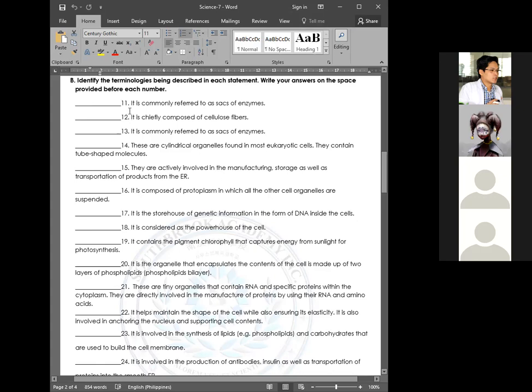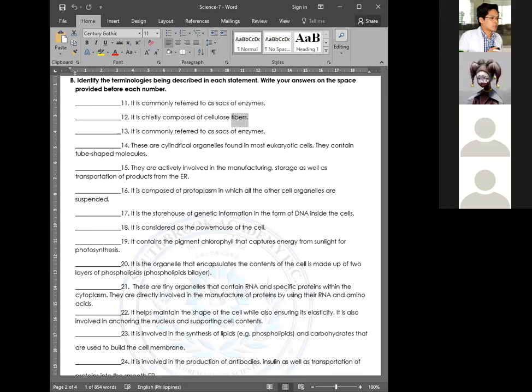Lysosome contains digestive enzymes. It is chiefly composed of cellulose fibers. It is what? It is chiefly composed of cellulose fibers. Anybody? Cellulose fibers, cell wall. Correct. It is cell wall.